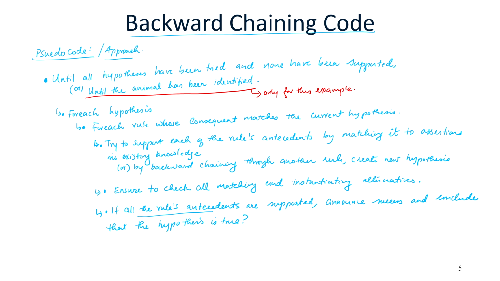Okay. So that probably helps you to understand the logic. In this example, until the animal is identified, we go through each rule whose consequent matches the current hypothesis. We support each of the rule's antecedents by matching it to the assertions in the existing knowledge, or by backward chaining we try to create a new hypothesis. If we can't match, then we create a new hypothesis, and we ensure to check all matching and instantiating alternatives, and if all the rule's antecedents are supported, we announce success and conclude that the hypothesis is true.